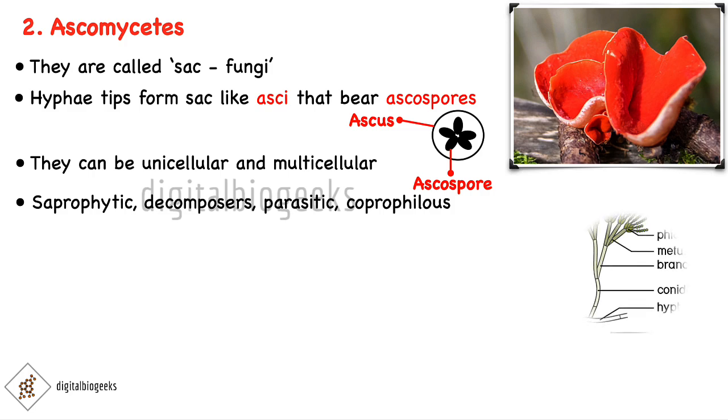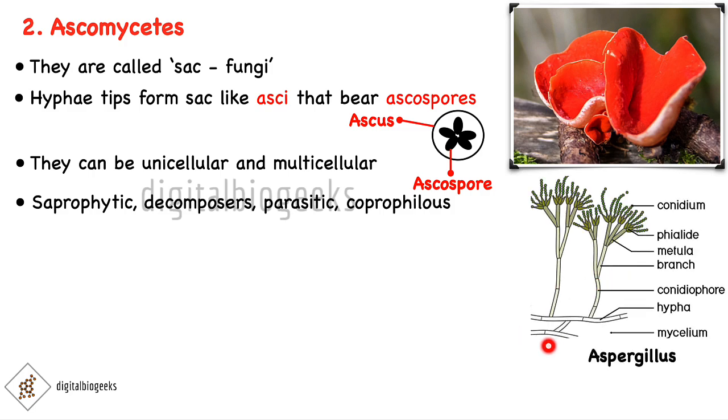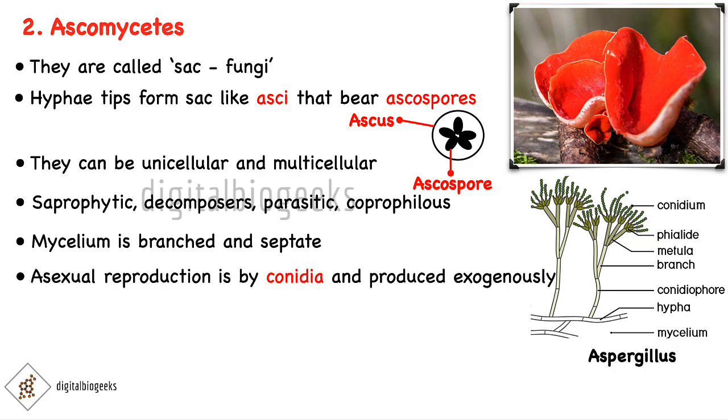One example is Aspergillus, and here you can see the mycelium of Aspergillus is branched and septate, meaning hyphae are divided into cells with walls between them. Asexual reproduction takes place by spores called conidia. Here you can see these are the conidia, and conidia are produced exogenously in special structures called conidiophores. These conidiophores can be grown into a new mycelium.